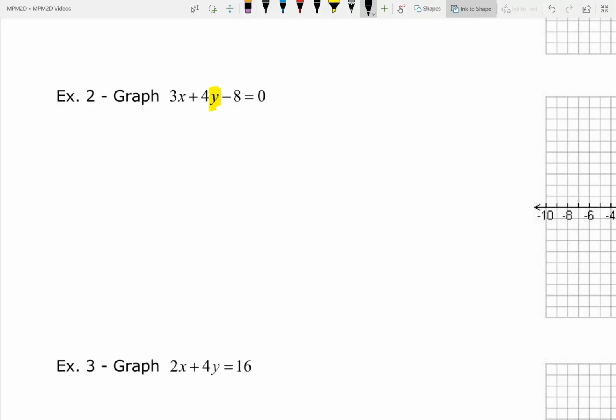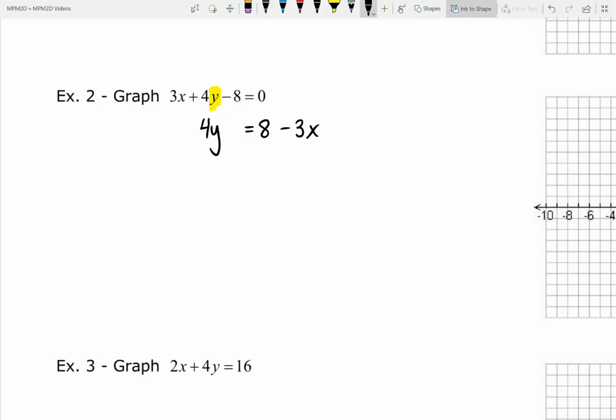So you need to follow your equation solving steps to isolate y. To do that, I'm going to leave 4y on my left side. I'm going to add 8 to both sides. When I add 8 to both sides, minus 8 on the left side disappears, and I have 8 on the right. And I'm going to subtract 3x from both sides. If I subtract 3x on the left side, it'll disappear, and I'll have minus 3x on the right side.